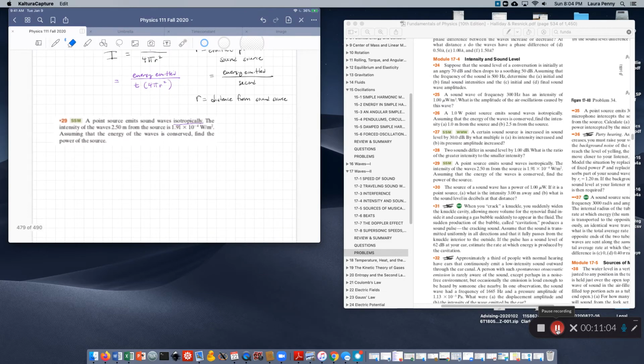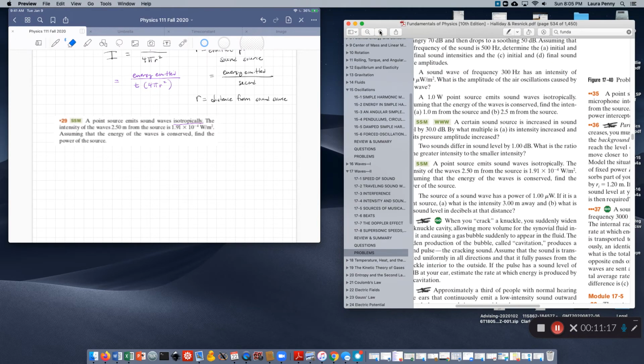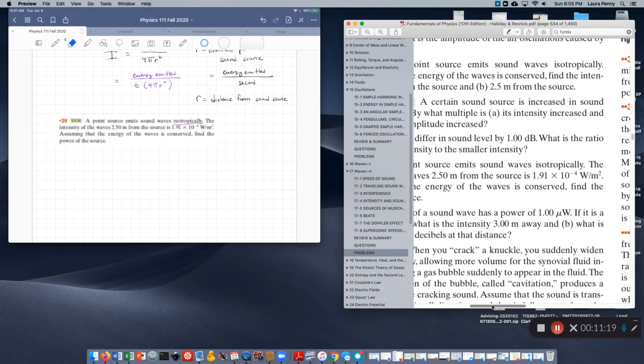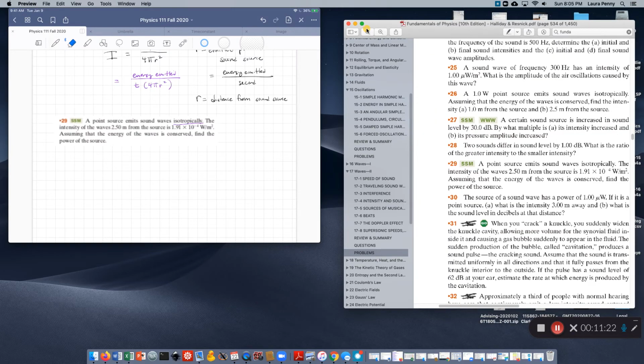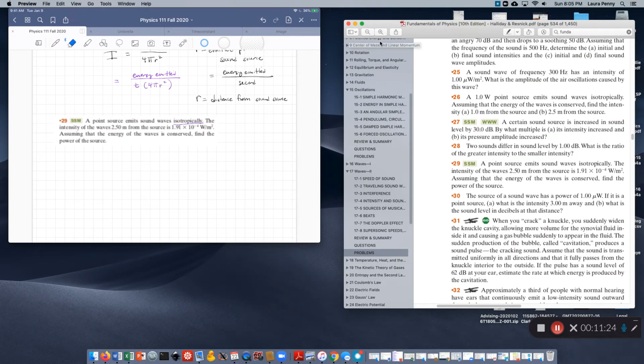So looking at number 29, it says a point source emits waves isotropically, which is what we're saying here. The intensity of the waves 2.5 meters from the source is, let's read it in the original, 1.91 times 10 to the negative 4 watts per meter squared. So again, that's just an intensity. So basically we're told that the intensity is 1.91 times 10 to the negative 4. I'm going to write that as a joule per second per meter squared.